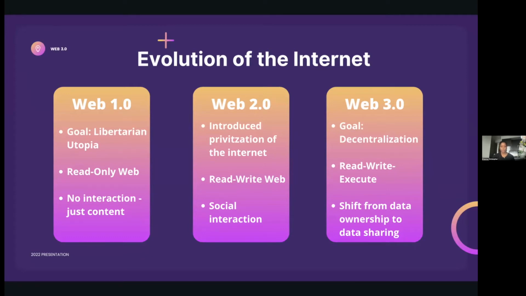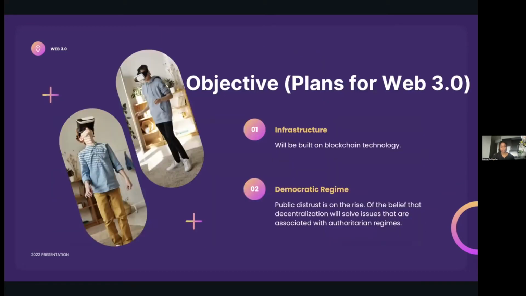Lastly is Web 3.0. This is the future of the internet, and it aims to transform the web into a database and shift from data ownership to data sharing. Its main focus is decentralization. Web 3.0 will be built on blockchain technology, and its main feature will be decentralization so that people can be in charge of their own information without relying on corporations or governments to have that control.